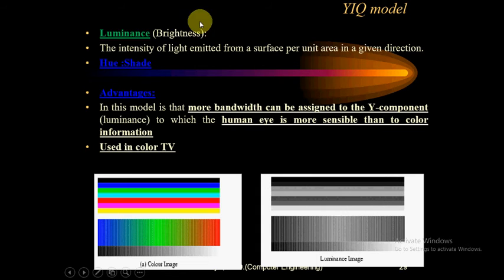Luminance is the brightness, the intensity of the light emitted from the surface per unit area in a given direction. The advantage of this model is that more bandwidth can be assigned to the Y component, luminance, to which the human eye is more sensitive than to color information, as used by color TV.